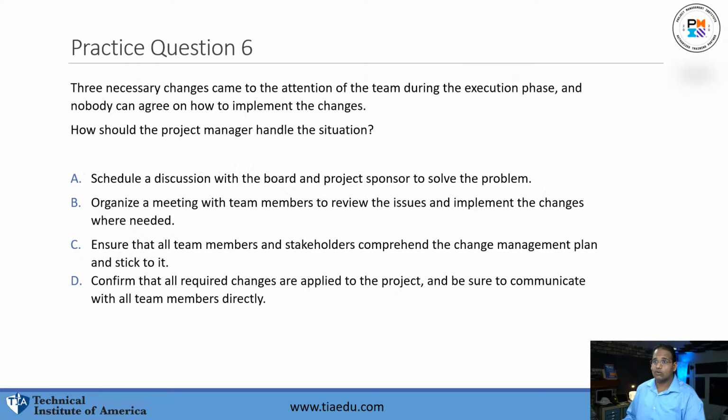All right, very good, guys. Let's take a look at question number 6. Three necessary changes came to the attention of the team during the execution phase, and nobody can agree on how to implement the changes. How should the project manager handle the situation? A: Schedule a discussion with the board and the project sponsor to solve the problem. B: Organize a meeting with team members to review the issue and implement the changes where needed. C: Ensure all team members and stakeholders comprehend the change management plan and stick to it. D: Confirm that all required changes are applied to the project and be sure to communicate with all team members directly.